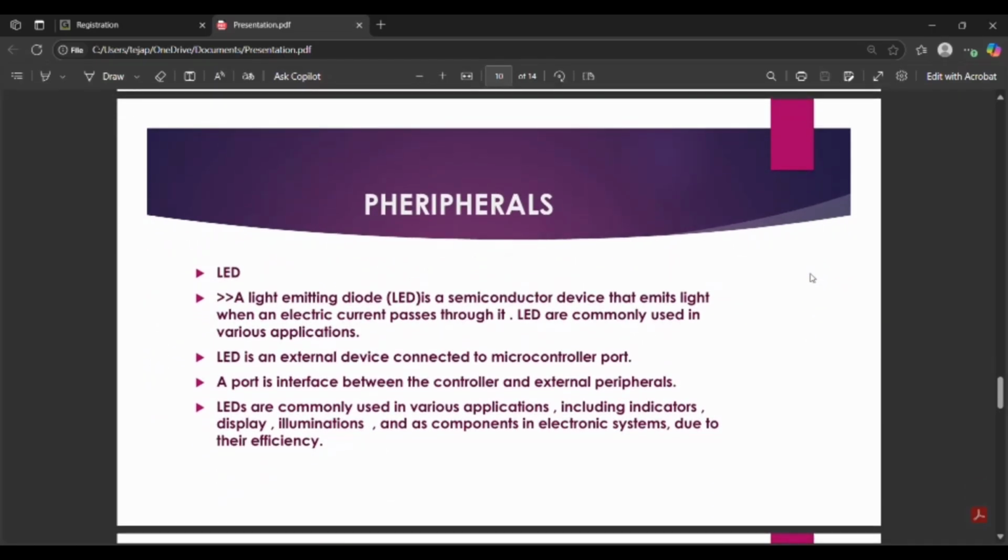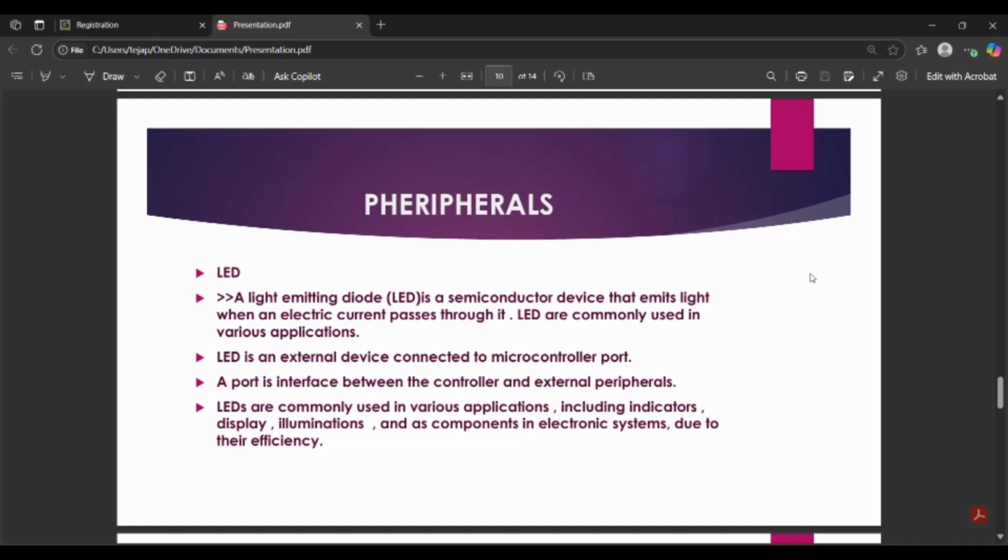Peripherals. In the washing machine program, 5 peripherals are used. LED means light emitting diode, a semiconductor device that emits light when an electric current passes through it. LEDs are commonly used in various applications and are very useful. An LED is an external device connected to a microcontroller port. A port is an interface between the controller and external peripherals. We have used LED, CLCD, timers, digital keypad, fan, and buzzer.